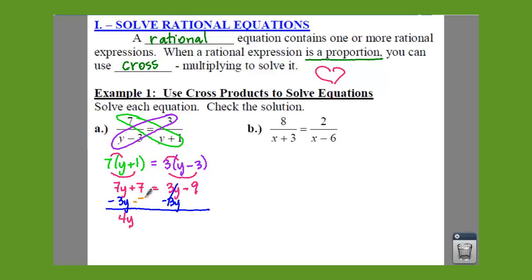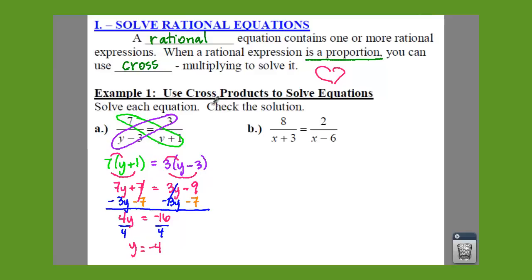Now we also need to get rid of the 7, so we're going to subtract 7 from both sides. When you subtract 7's on the left, they will cancel out. And then on the right, negative 9 minus 7 is negative 16. Don't forget your negative. So now this is much lovelier. If you have 4y is equal to negative 16, divide both sides by 4, and you end up getting a lovely answer of y equals negative 4.